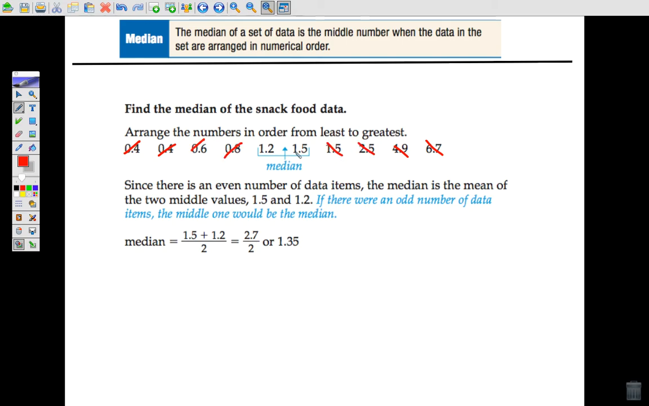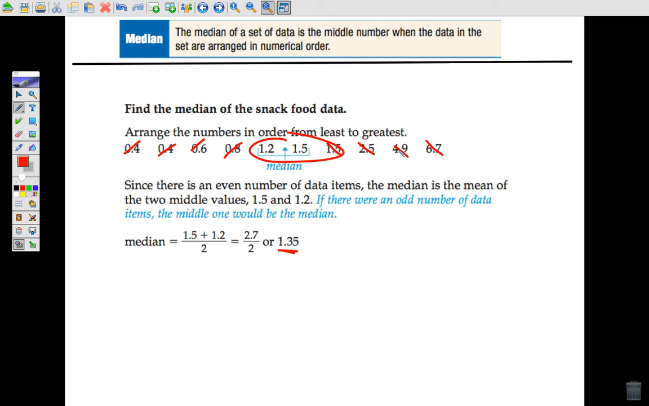Now in this case, there's 10 pieces, so this is an even number of numbers, you're never going to have one number in the middle. So in this case, you'll notice, wait a second, I don't have a middle number, I have two middle numbers. When that happens, you need to take those two numbers and find the average of those two numbers. So we take 1.5, we add it to 1.2, divide by 2, get 1.35. That would be the median in this case.